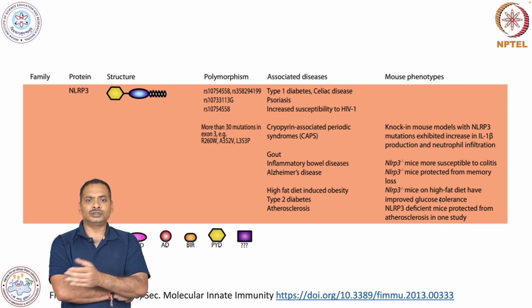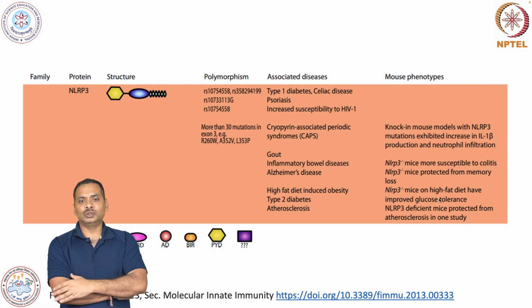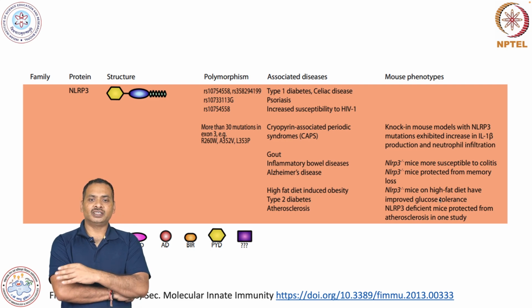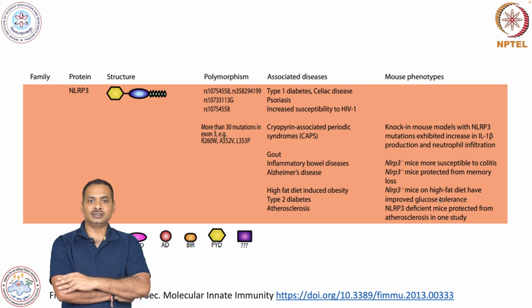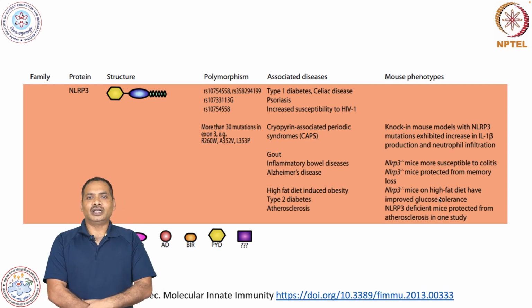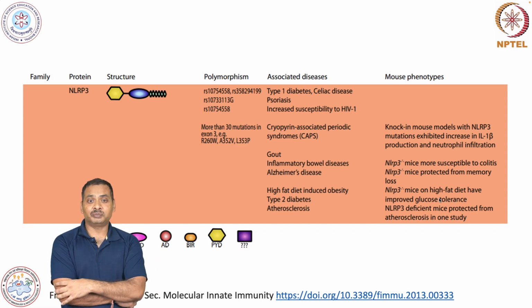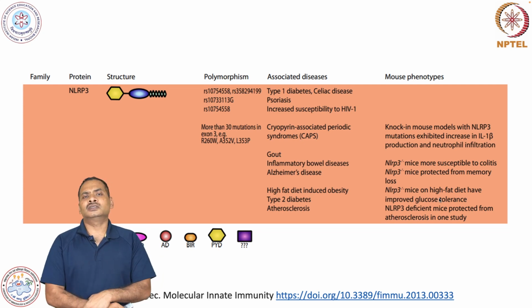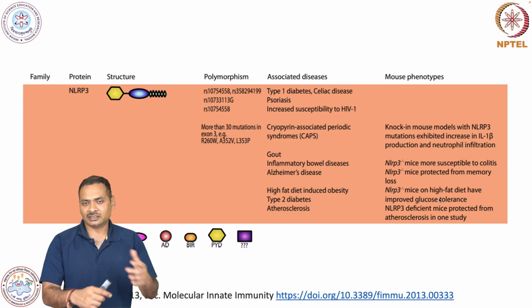Other mutations are also associated with cryopyrin associated periodic syndrome, okay, gout, inflammatory bowel disease, Alzheimer disease, high fat diet induced obesity, type 2 diabetes and atherosclerosis. Okay. So, if I see these diseases, they are quite different kinds of disease, and at least in current knowledge I cannot explain how so much variety of disease are happening. If you look at one simple thing, then you can understand that most of the diseases are associated with inflammation. So, somehow this inflammation is dysregulated and that results in the disease.